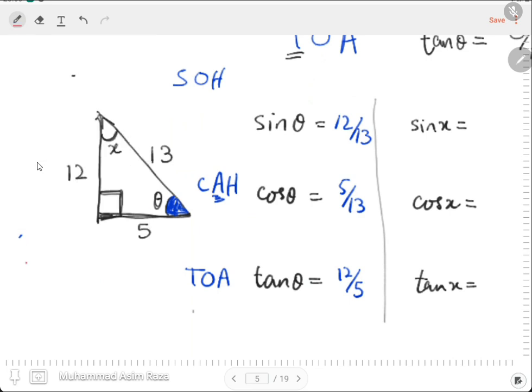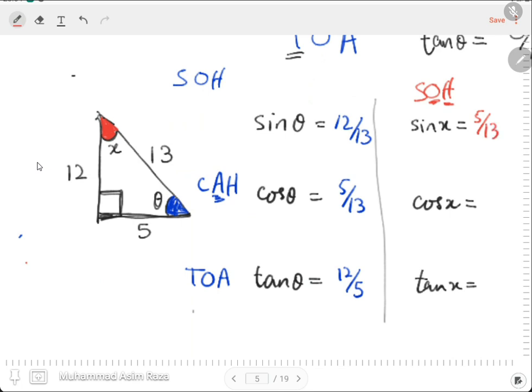So if this is the angle x in our consideration, or if we have taken this angle for our calculation, then opposite to this red angle x is 5. Sine means opposite over hypotenuse, so it will be 5 over 13.